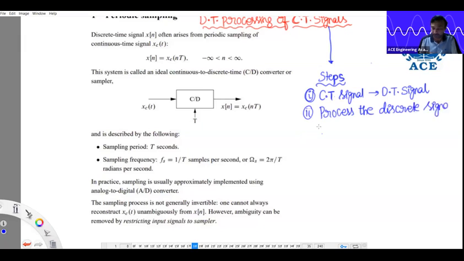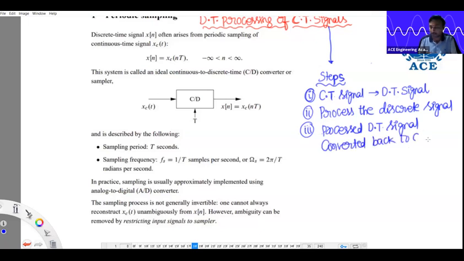Third step is, the processed discrete time signal must be converted back to continuous time signal. That is what we studied as interpolation. Recovering back the original spectrum from the sampled spectrum, we studied as signal reconstruction, also called interpolation. First step is the sampling concept. Third step is interpolation. We already know these concepts.